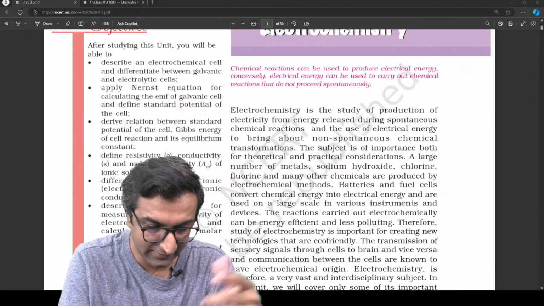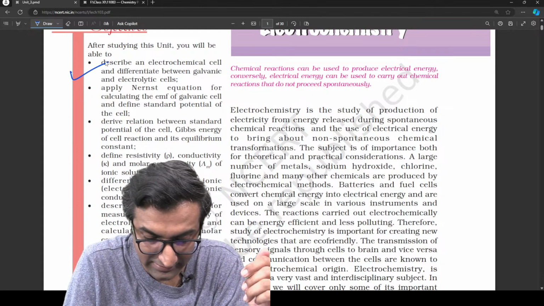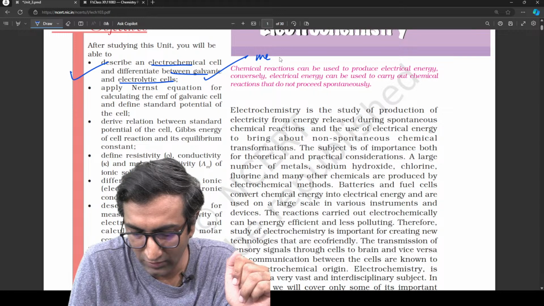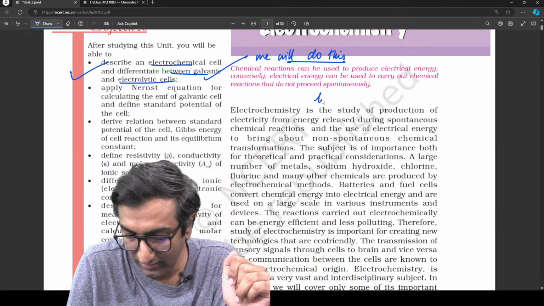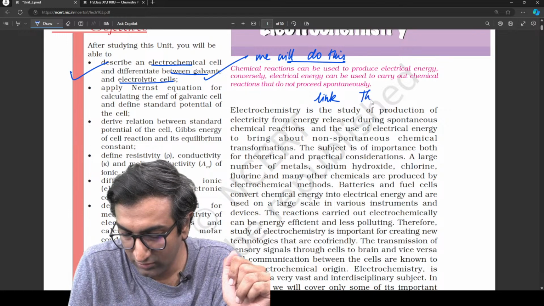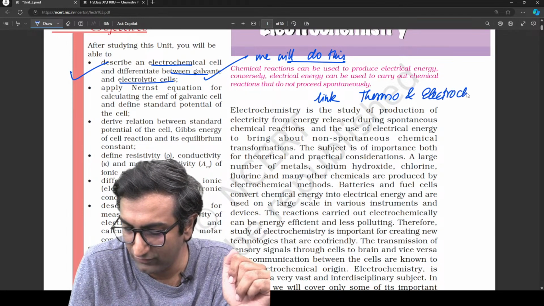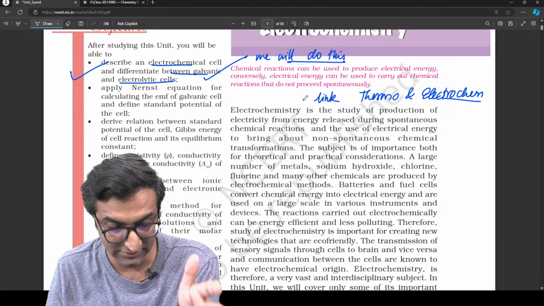Okay, ठीक है. NCERT में यहाँ पे लिखा हुआ है the first topic they want to talk about is what is an electrochemical cell and differentiate between galvanic and electrolytic cells. We will do this. But before this, हम लोग एक link बनाएंगे between thermo and electrochemistry, जो सबसे ज्यादा जरूरी है. We will do that. ठीक है? We will define what is a galvanic cell, what is a Daniell cell. That's what we'll start off with.